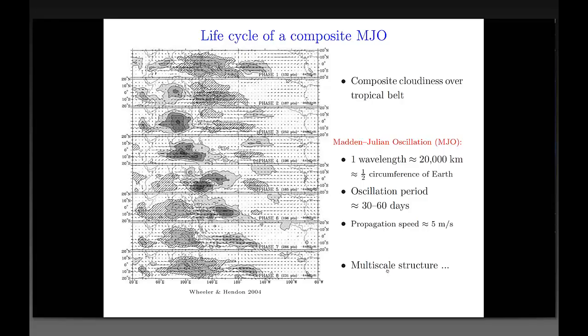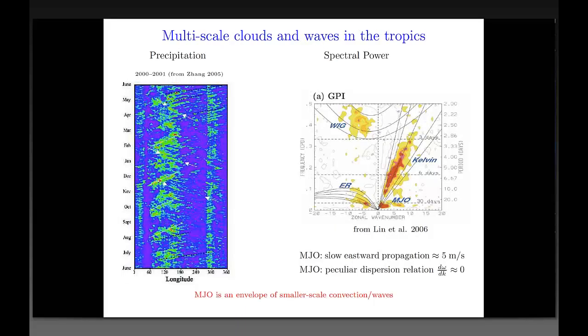So this is a nice slide because it shows the basic features of what the MJO looks like. But one thing it hides is the multiscale structure of the MJO, because this is a statistical composite. If you actually look at individual time series in the tropics, you'll see something like this on the left. This is the precipitation over a tropical belt, probably 5 south to 5 north, or maybe 10 south to 10 north, all the way around the globe, for 1 year. This area right here is Africa and South America over here. And then in the center is where most of the action is, the Western Pacific sector.